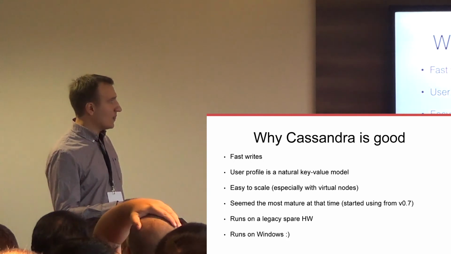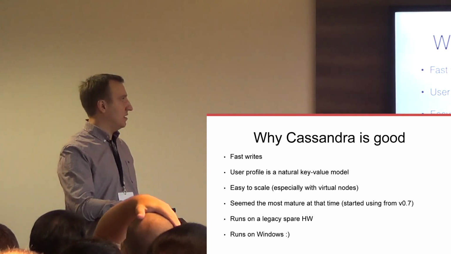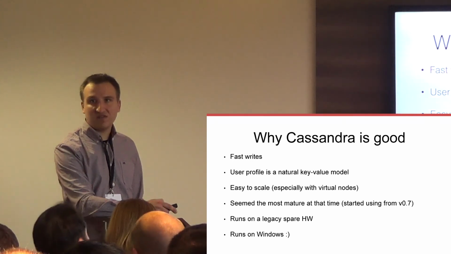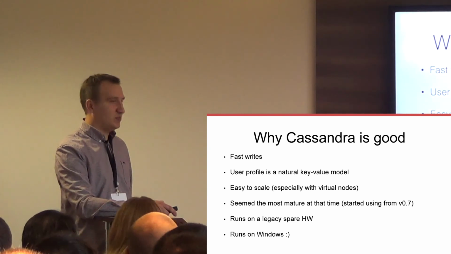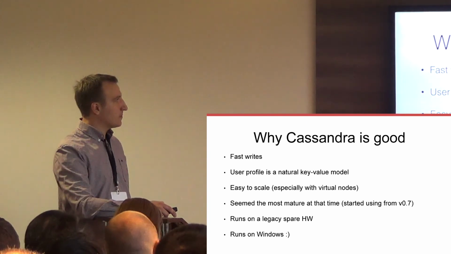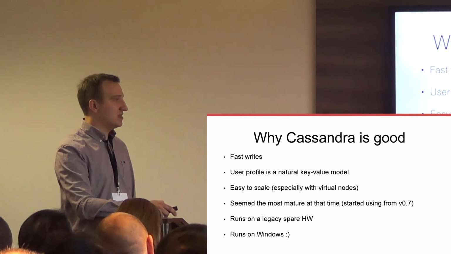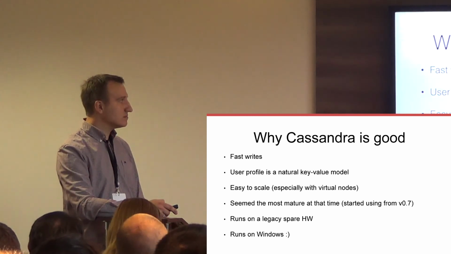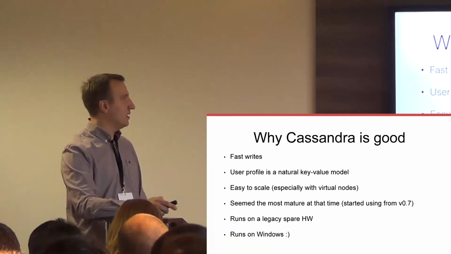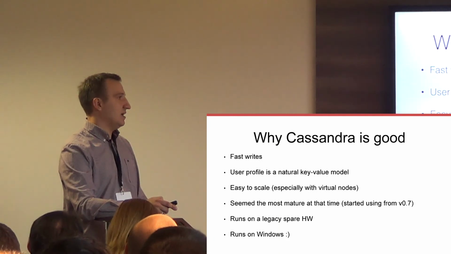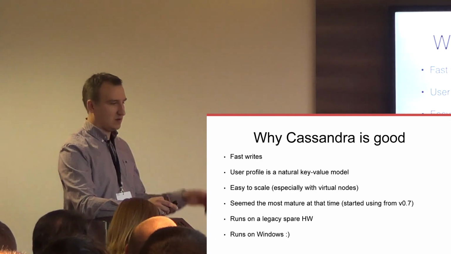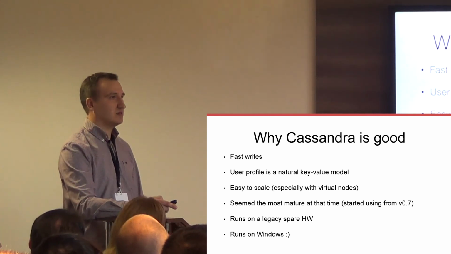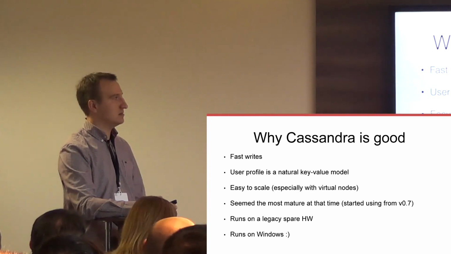So why is Cassandra good for us? Basically because of fast writes. We do a lot of user profiling, so everything needs to be written really, really fast. And a user profile is a natural key-value model, like you have a key and everything else, right? It's really easy to scale. Currently it takes about 10 minutes to deploy a Cassandra ring to a new data center. It's really awesome.